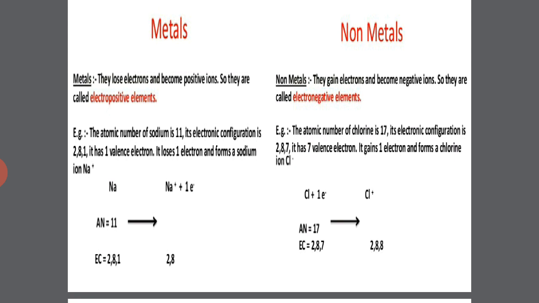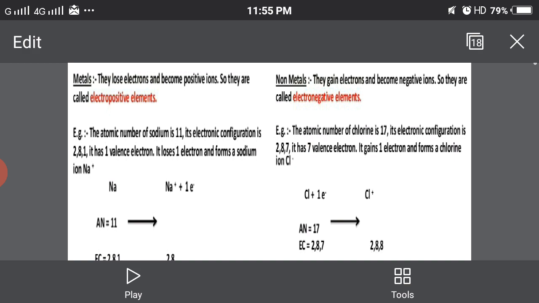Examples: sodium can lose one electron, it will become positive Na+ by losing one electron. Chlorine, on the other hand, a non-metal having atomic number 17, can get one electron to complete its octet. So chlorine will become Cl minus, it will get one electron.